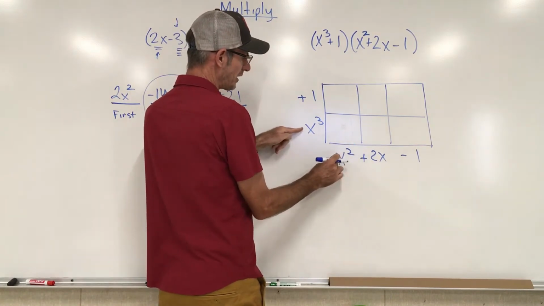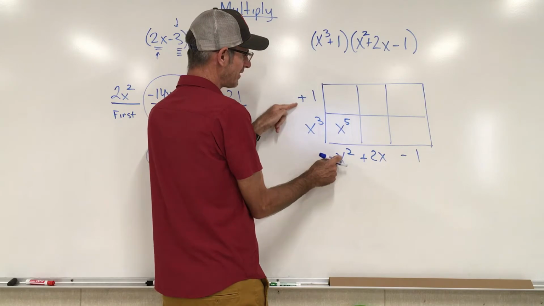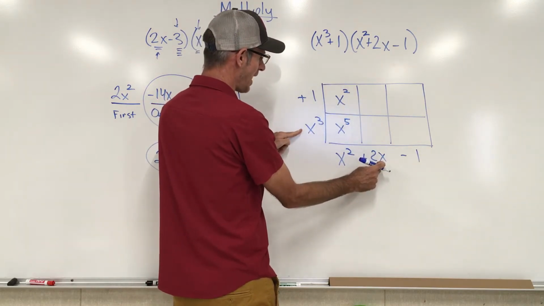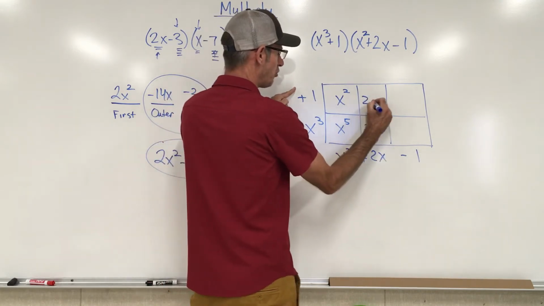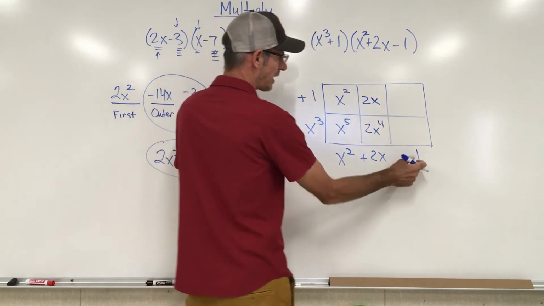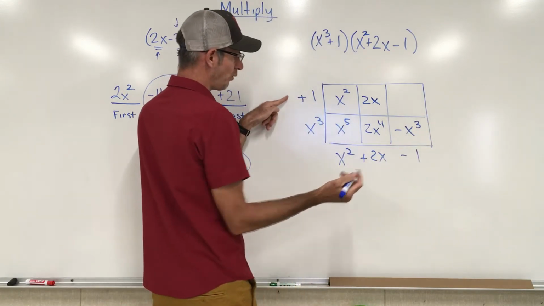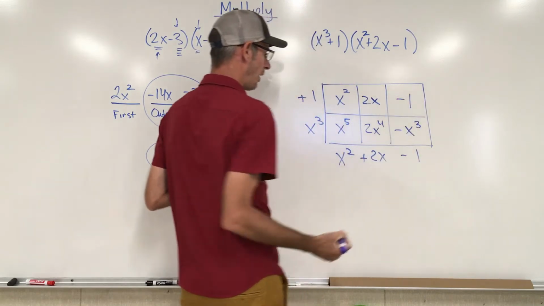So x to the third times x to the second, I add the exponents and I get x to the fifth. X to the second times 1 is x to the second. X to the third times 2x is 2x to the fourth. 2x times 1 is 2x. X to the third times negative 1 is negative x to the third. And negative 1 and positive 1 come out to negative 1.